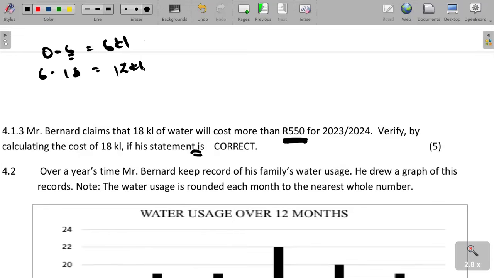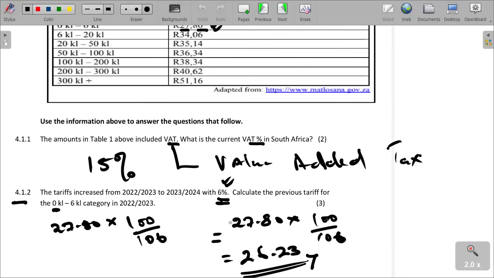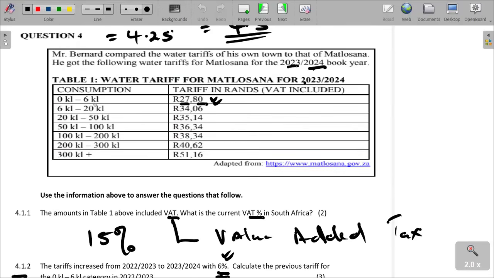Is equal to 12 kiloliters. So now what we need to do is calculate whether the claim holds: the question says 18 kiloliters of water will cost more than 550 rand for 2023-2024. So for 6 kiloliters in 2024, according to the data that we have here, 6 kiloliters is this one, which is 27 rand 80.